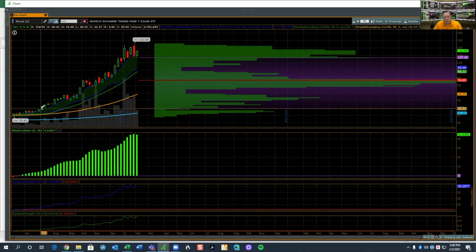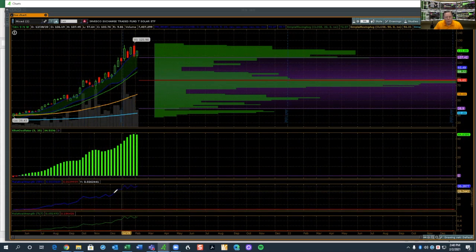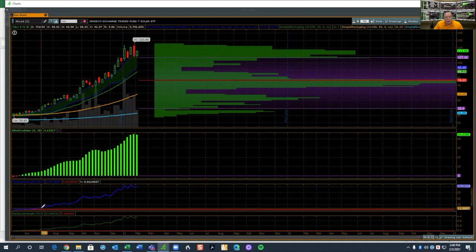And I look at 1, 3, 6, 12 months. I mostly look at weekly data, so each one of these little bars is a week. And what I'm looking for here is a fairly smooth progression on relative strength.